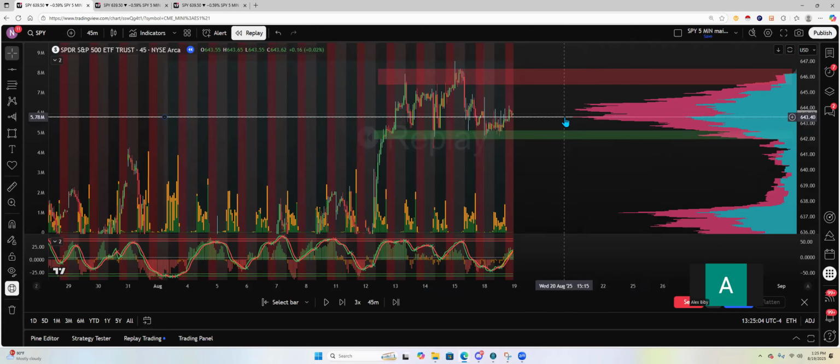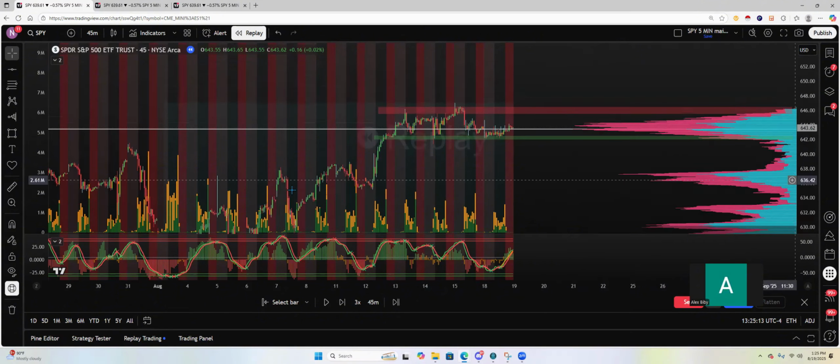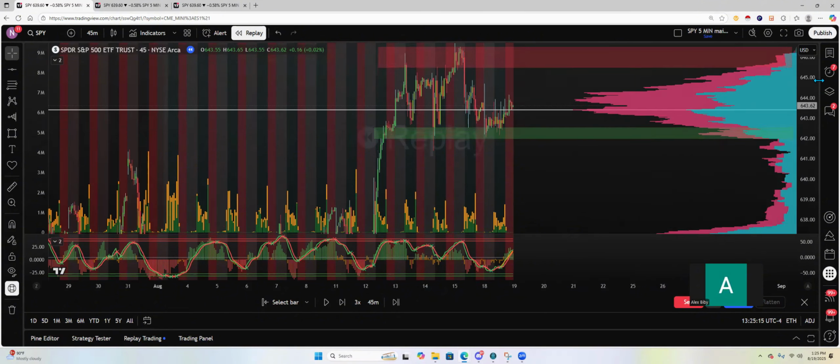So this level right here at around 643.38, that is where most of the volume has taken place in this entire uptrend. So that's a good thing to know there. Now, what can we say is potentially going to happen here?